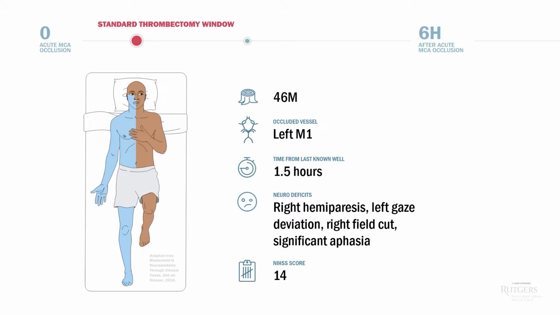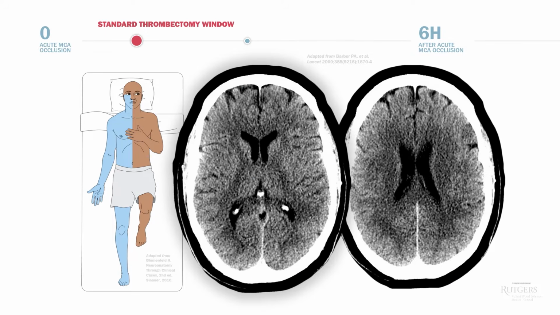Hermes data tells us that within the standard thrombectomy window, 6 hours from stroke onset, chances are there's a significant amount of viable brain, and we can use the good old non-contrast head CT to select patients for intervention. To assess ischemic core systematically, let's apply the ASPECTS, which stands for Alberta Stroke Program Early CT Score.